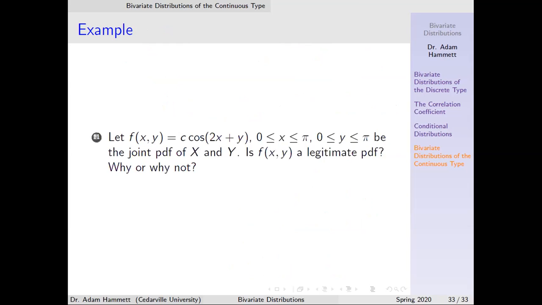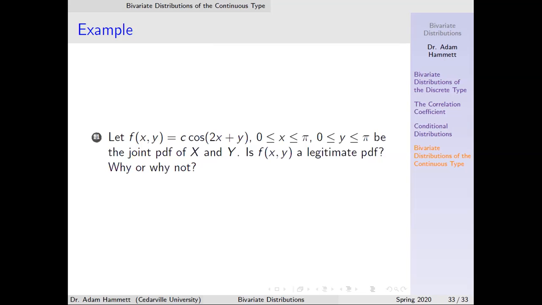And this last slide here, I just want to stare at this for a minute together and talk this through. I say, okay, let f of x,y equal to this cosine thing right here with a constant, where x and y run wild between 0 and pi. The question is, could this even be a joint PDF for x and y? Could it be a legitimate thing? Well, the problem is there are some times on this interval, for instance, if x and y are both 0, you get cosine of 0, which is 1, right?